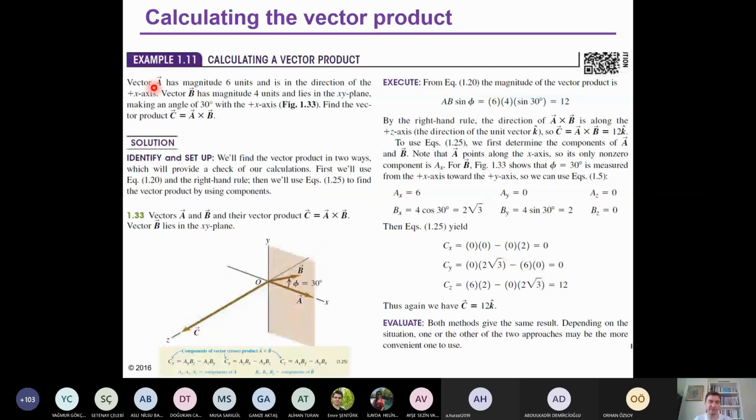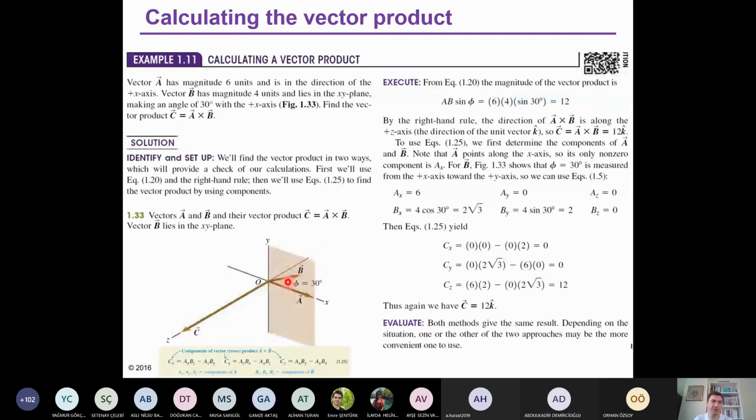So now, question. Vector A has magnitude 6 units, in the direction of the positive x-axis. Here we have x-axis, y-axis, z-axis, and vector A is along the positive x direction, with magnitude 6 units. Vector B has magnitude 4 units and lies in the xy plane. This is the x-axis, this is the y-axis, this is the xy plane, and B is in the xy plane, perpendicular to the z-axis. Be careful. It makes an angle of 30 degrees with the positive x-axis. This is the angle between the B and A vectors, 30 degrees.